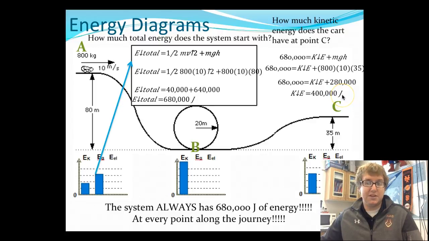Now, given that it's 400,000 joules, we then could figure out our velocity at this point. We just plug it in for here. We know the mass of the object. We could solve for velocity.